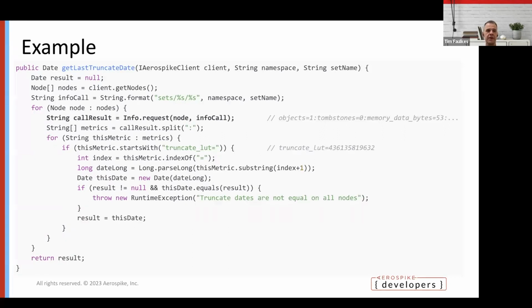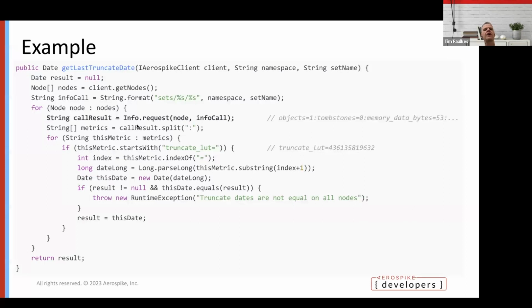So the first thing I do when I want to go and get my info is go and get all my nodes. I call client.getNodes, and this gives me an array of all the nodes currently visible in the cluster. I parse my info call, so it's very similar to what we saw on the previous screen. I have my sets and then my namespace name and then my set name. And then for each one of those nodes, I'm going to invoke a request. So I've got an info.request. And this is one of the reasons that many people don't necessarily know about the info calls. You don't invoke it on the client. So you might notice normally you do a client.get, client.put, and so on.